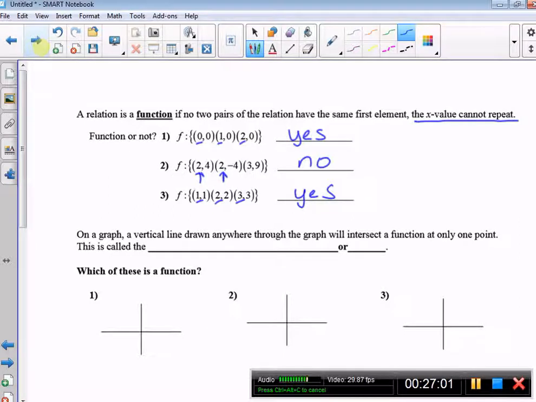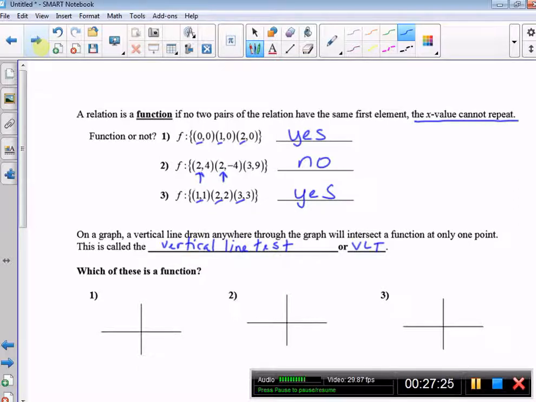Okay, you can also tell if something's a function on a graph. A vertical line drawn anywhere through the graph will intersect a function at only one point. This is called the vertical line test, or VLT. Anybody hungry? BLT, VLT?